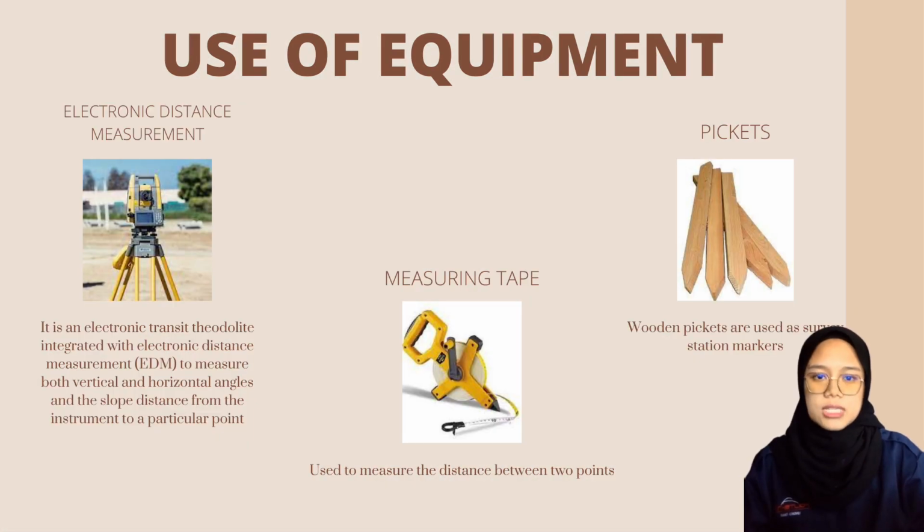The fourth one is electronic distance measurement, or EDM, used to measure both vertical and horizontal angles and the slope distance from the instrument to a particular point. Besides, a measuring tape is used to measure the distance between 2 points. The last one is the picket. Wooden pickets are used as survey station markers.